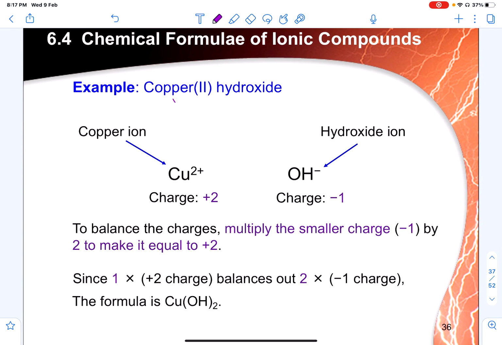So copper(II) hydroxide, it will be Cu2+, and hydroxide is OH-. For polyatomic ions, you cannot find them in the periodic table. You would have to memorize them. But of course, there are a few of them, which we will discuss in a separate lecture. For hydroxide, it tends to be OH-, and for copper(II), because of the 2, it tends to be Cu2+. So if we want to crisscross, the 2 will be carried to the hydroxide, so OH with a subscript 2, like this, and then the copper will receive the 1, so it's Cu. So this whole thing will be copper(II) hydroxide, Cu(OH)2. To balance the charge, multiply the smaller charge by 2 to make it equal to plus 2, and this would be the chemical formula.